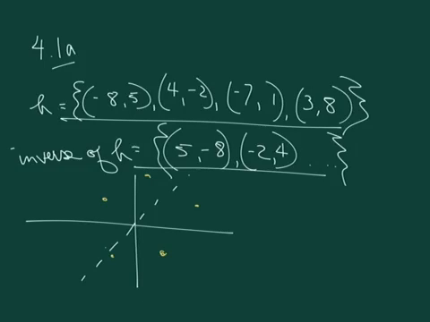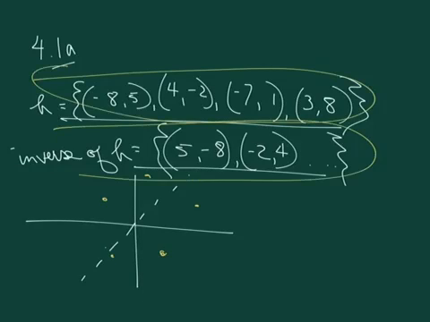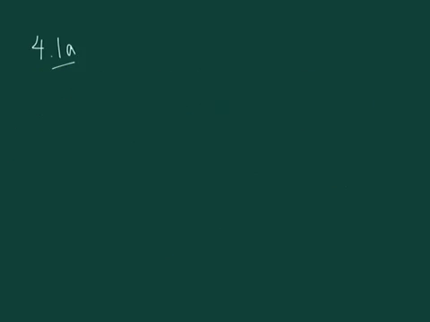Alright, so let's look at the inverse relation. Interchanging the first and second coordinates of each ordered pair in a relation produces the inverse relation. So basically, just like I had right here, we take that relation and turn each coordinate around, and we get what is called an inverse relation. Okay, so let's get rid of all that.